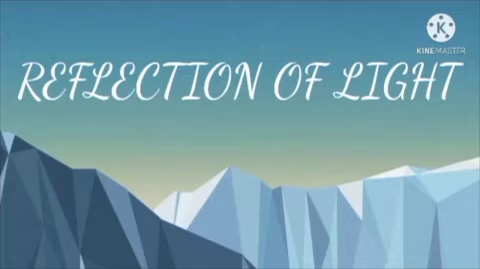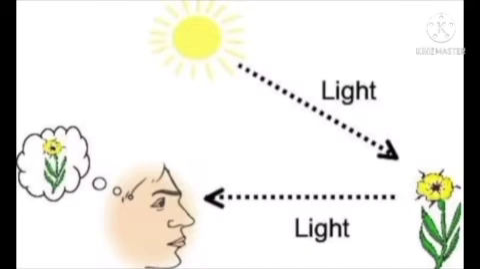Understood? Now next we have the reflection of light. So now moving to this topic, reflection of light, how it is done. How do we see an object? The rays of light falling on an object from a source of light are thrown back from the surface of that object. This is called the reflection of light.